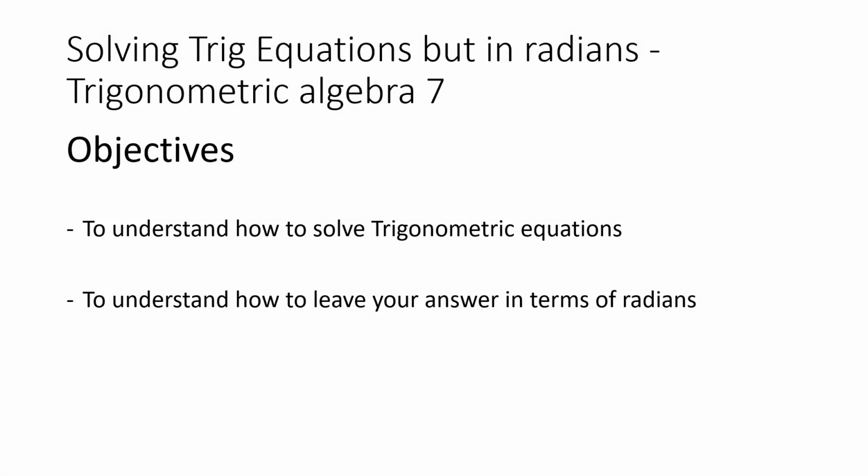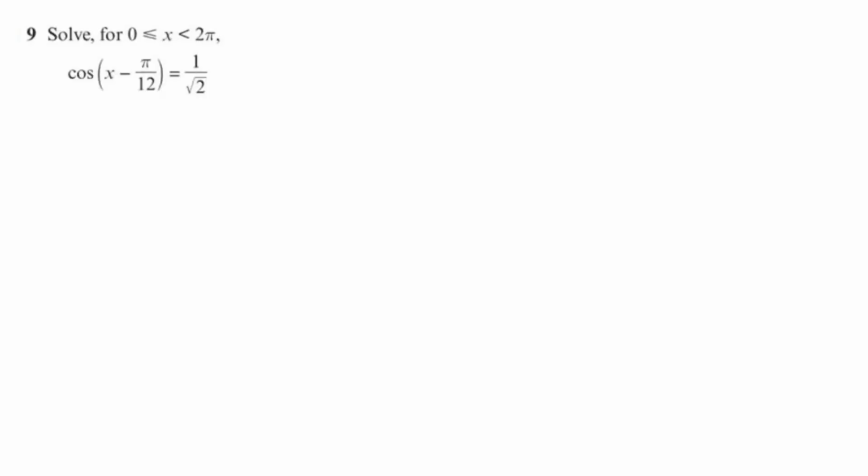Okay, now that you know what radians are, let's learn how to properly use them in equations. If we're asked, solve between 0 and 2 pi, cos of x minus pi over 12 is equal to 1 over root 2, how are we going to do that? Well, we know that 1 over root 2 is cos 30 and cos 330. So all we need to do is think about that in radians.